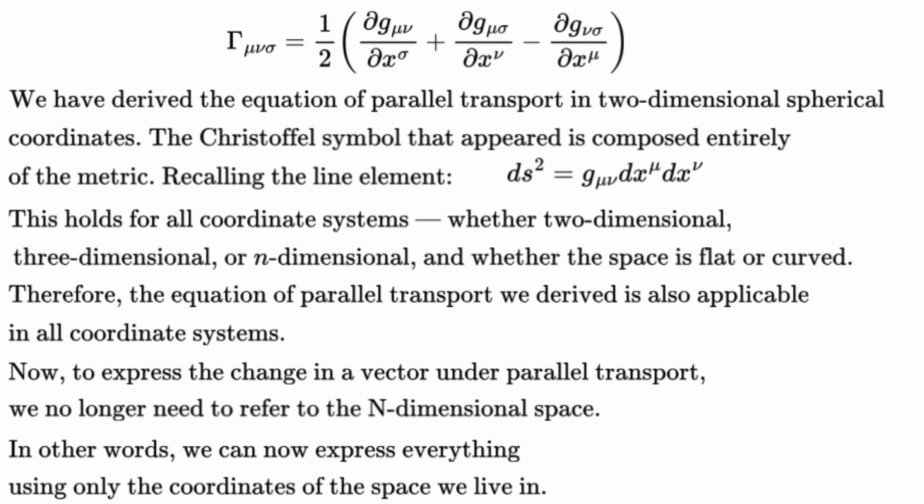Recalling the line element. This holds for all coordinate systems, whether two-dimensional, three-dimensional, or n-dimensional, and whether the space is flat or curved. Therefore, the equation of parallel transport we derived is also applicable in all coordinate systems. Now to express the change in a vector under parallel transport, we no longer need to refer to the n-dimensional space. In other words, we can now express everything using only the coordinates of the space we live in.